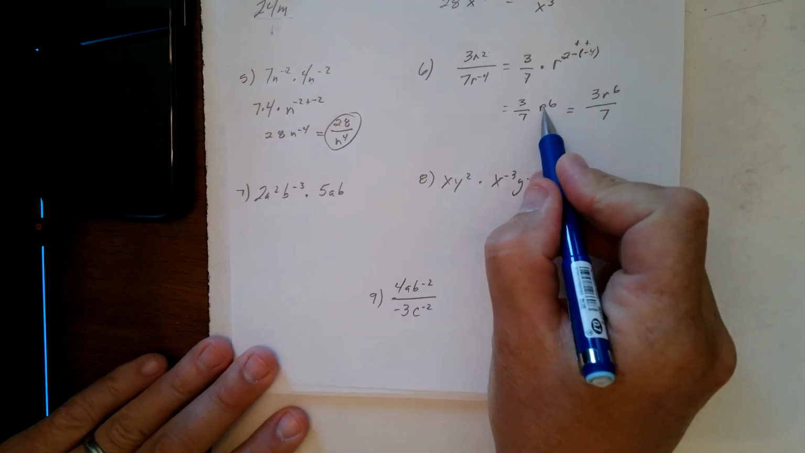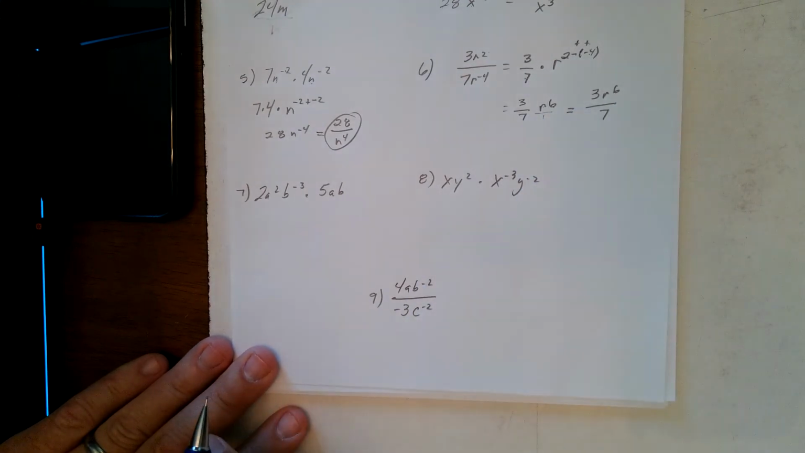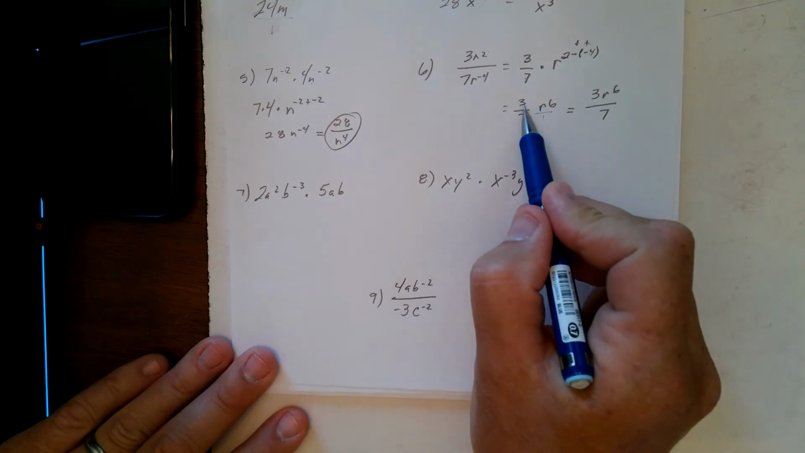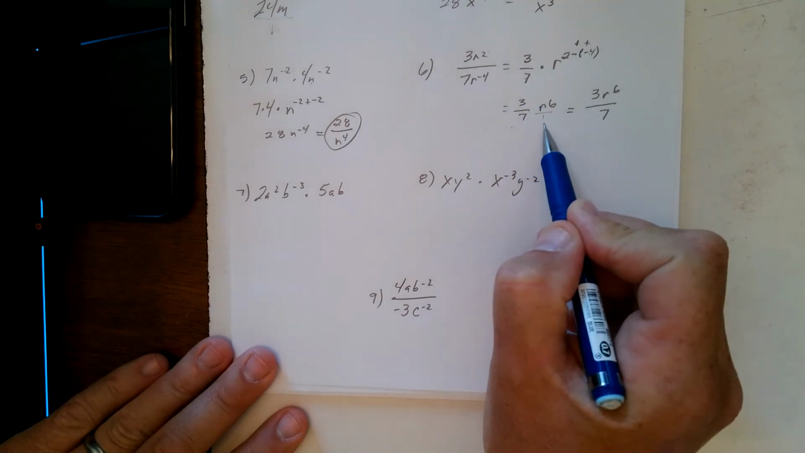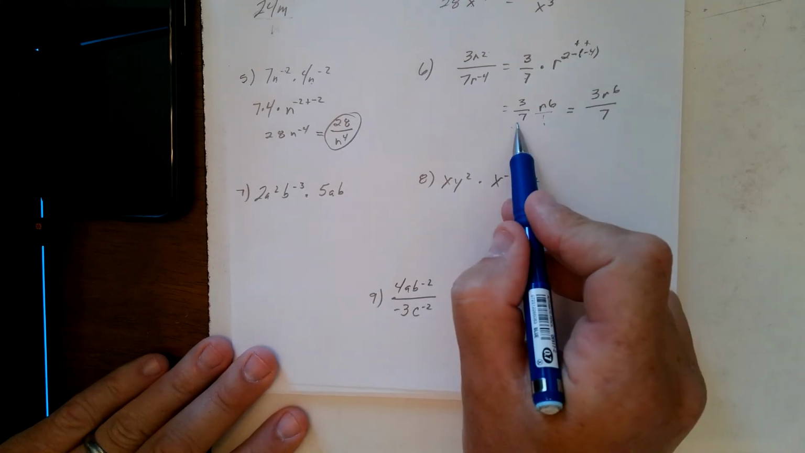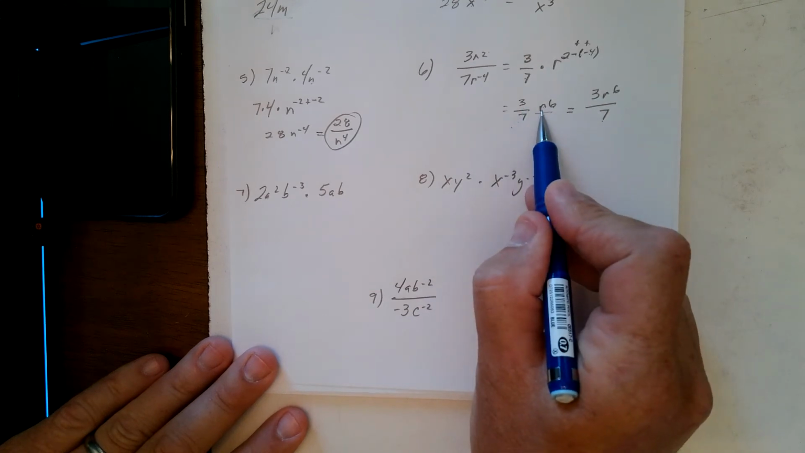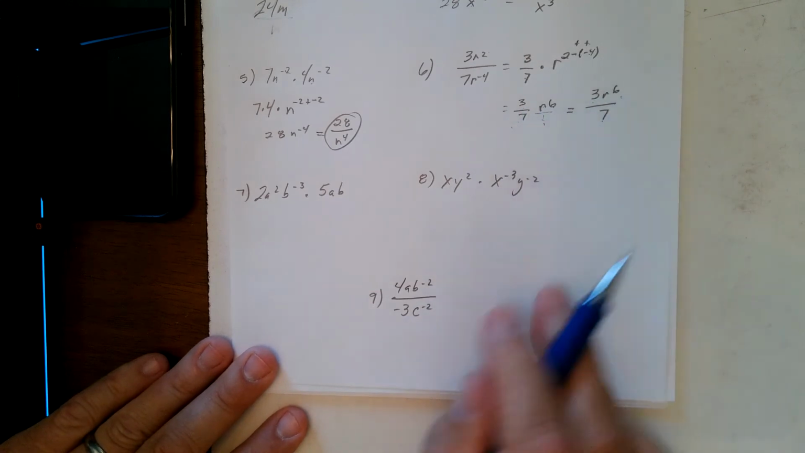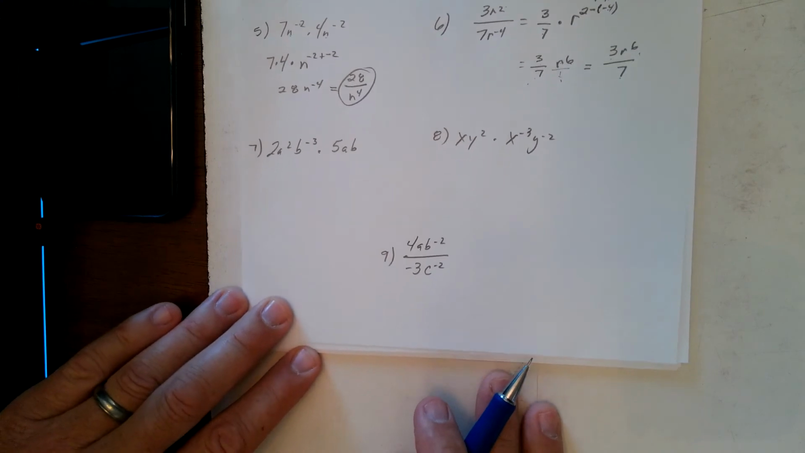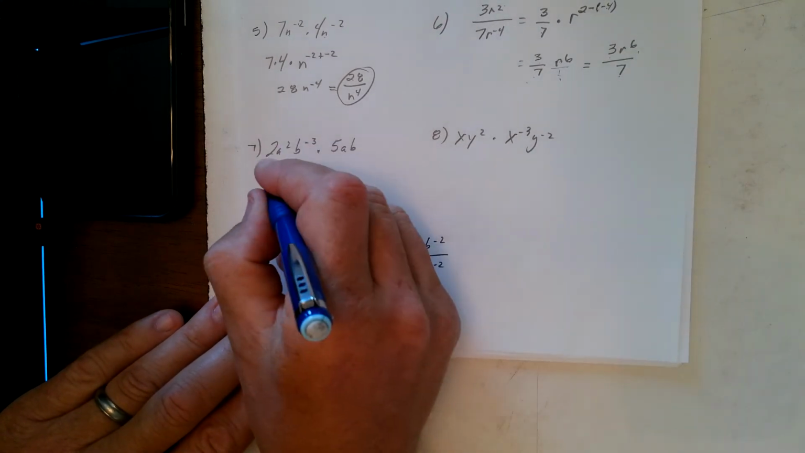Okay, this r to the 6 is really like r to the 6 over 1. Remember, you're multiplying fractions, so you just multiply the numerators and multiply the denominators. 7 times 1 is 7. 3 times r to the 6 is 3r to the 6. Okay, let's move on down to number 7.